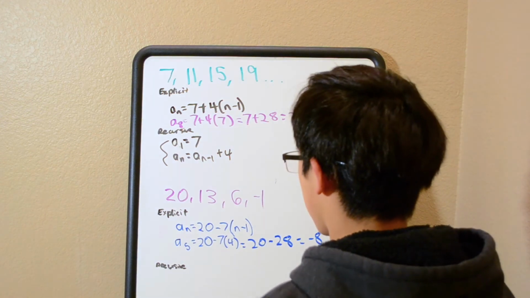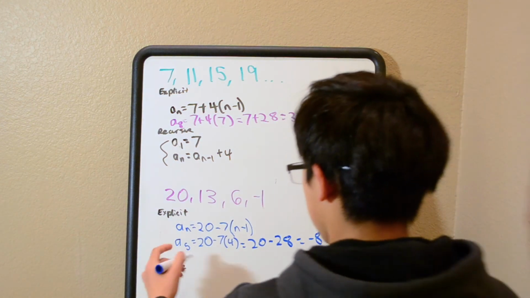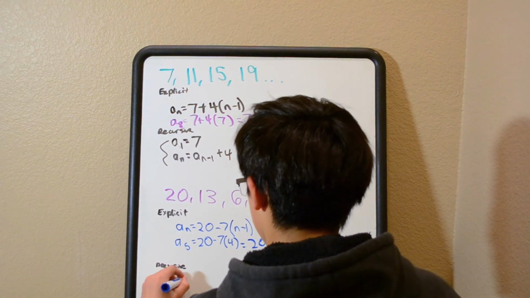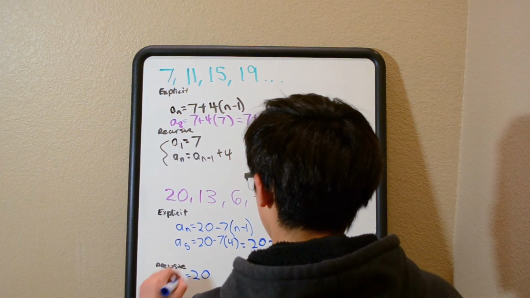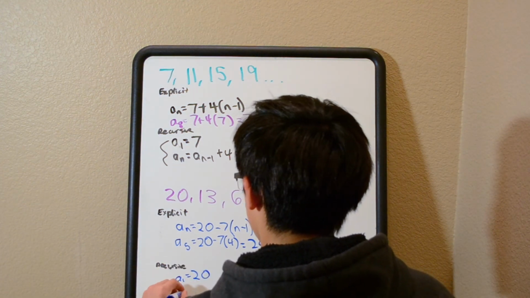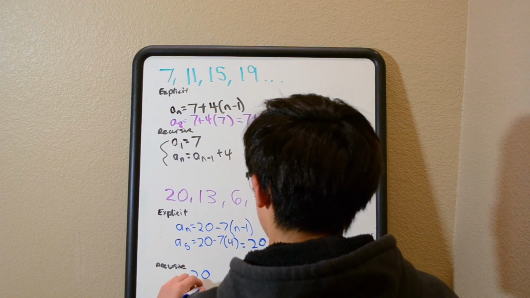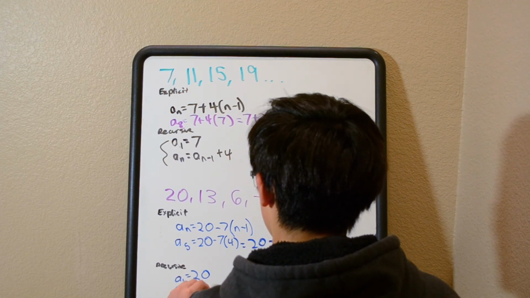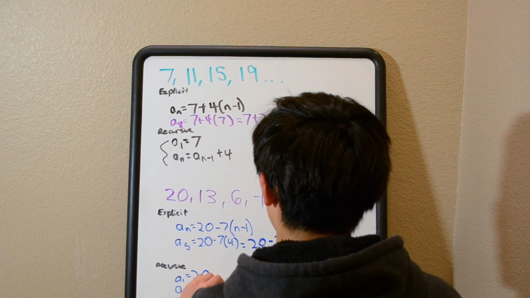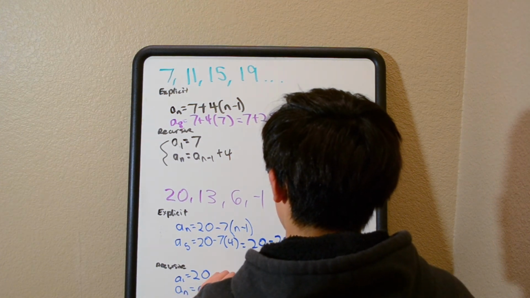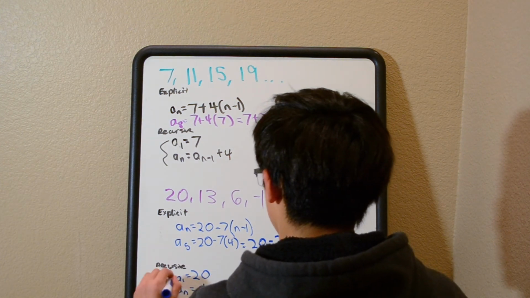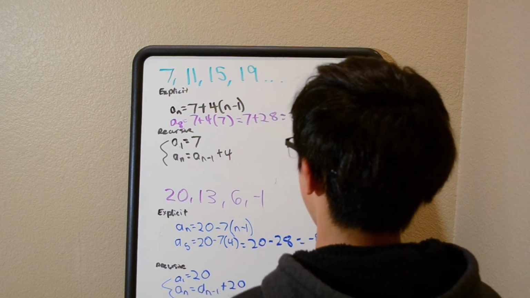So now let's find our recursive formula. a sub 1 is equal to 20, and then a sub n is equal to a sub n minus 1 plus the common difference, which is negative 7. So there is our recursive formula.